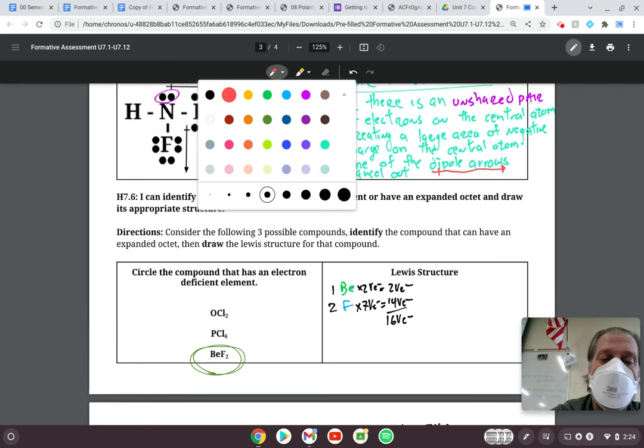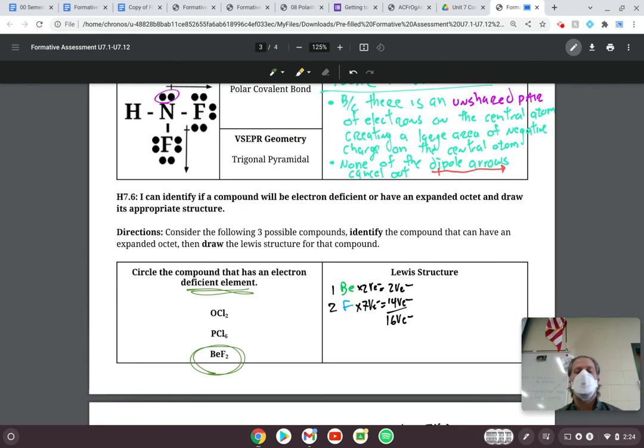In this one here, you are asked to identify the electron deficient element or the electron deficient compound. OCl2 can't be expanded or deficient. PCl6 can be expanded. BeF2 is going to be your electron deficient one. Remember that beryllium only has 2 valence electrons, and it needs 4 valence electrons. So it's one of the few that don't need 8.